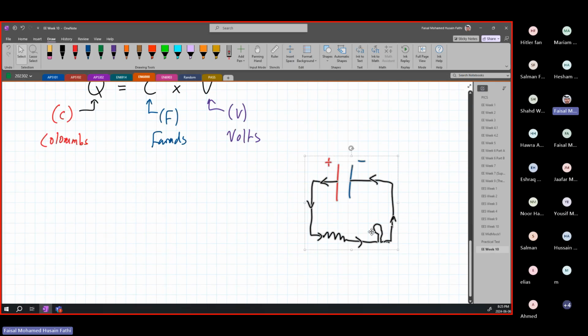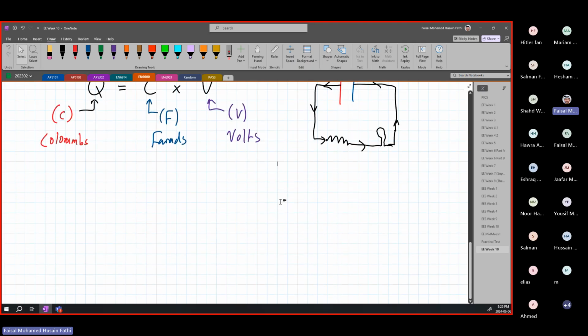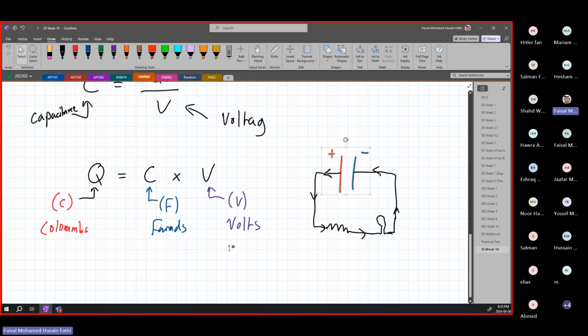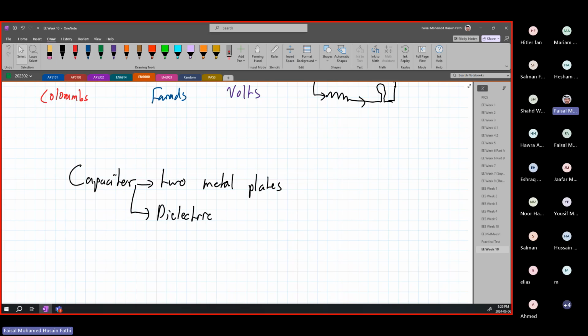Okay, this is just a little bit of theory. We're going to look at this a bit more in detail when we look at RC circuits. But before that, let's look at the properties of a capacitor. So remember that a capacitor has two metal plates. That's the first thing. And it has the dielectric, which is the insulation in between. All right, sometimes known as the dielectric insulator.